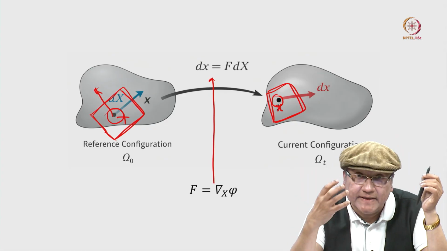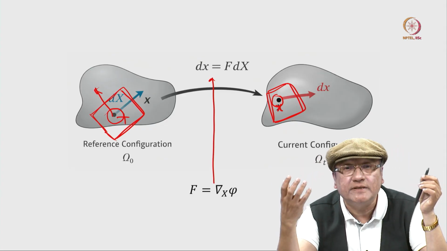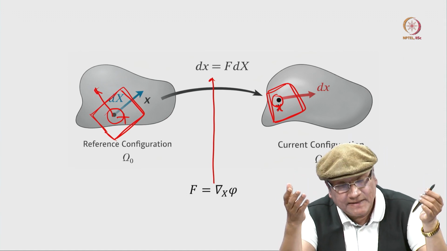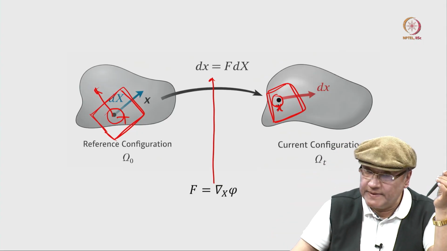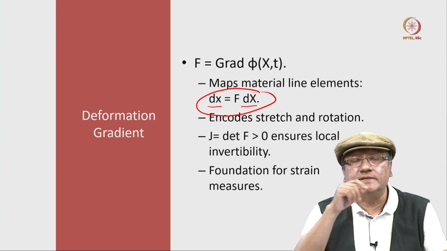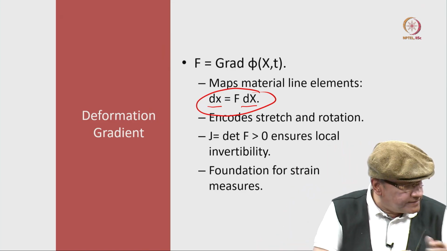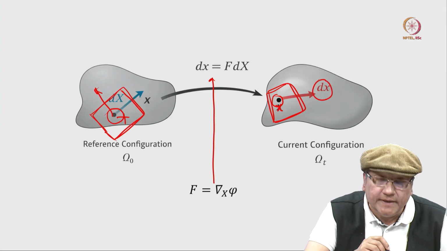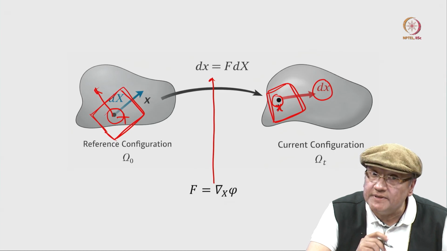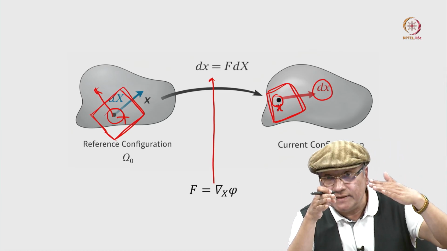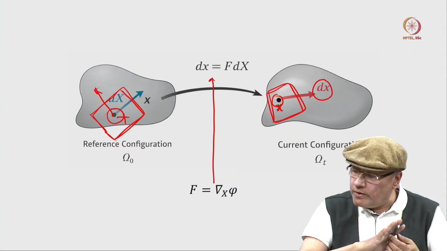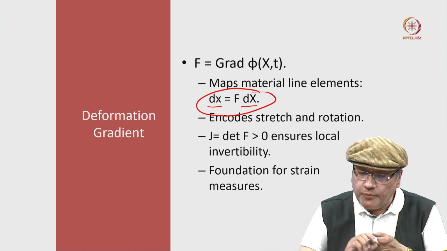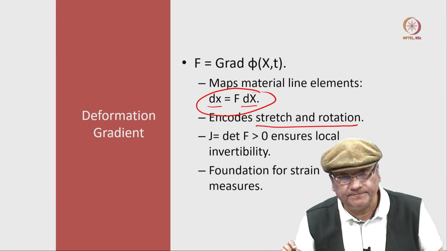So F is the carrier of infinitesimal information about the length, but not just length, also about the angle. So basically F encodes within itself, because as you can see here, this dx, d small x here need not be collinear with d capital X. It may have rotated in the process of deformation. So basically capital F, the deformation gradient, captures both stretch and rotation.